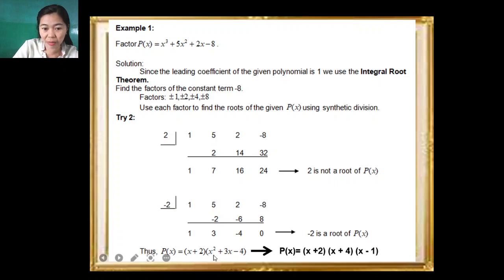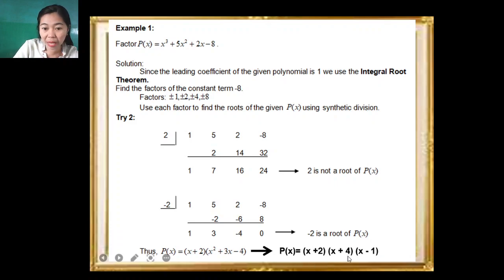Ito kasi ay tinatawag nating not perfect square trinomial. Wherein, ang factors niya ay 2 binomial pa rin, coming from the factors of negative 4 whose sum is positive 3. So, ano ang factor ng negative 4 na ang sum ay positive 3? So, ito yung positive 4 at saka negative 1.